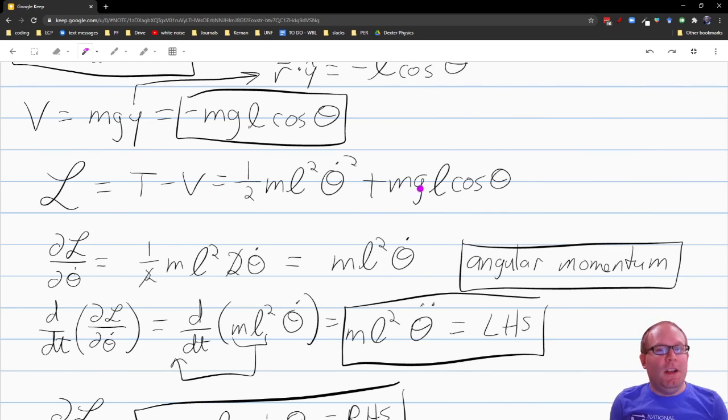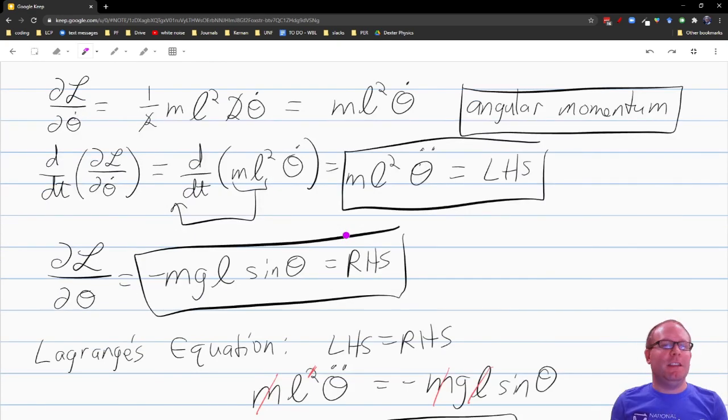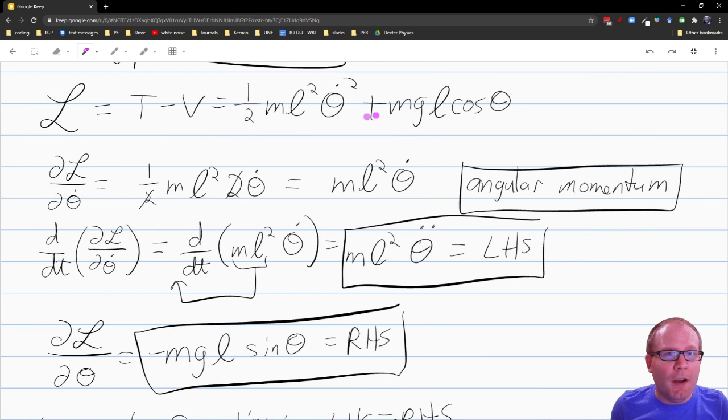Once we have this Lagrangian, we can start constructing Lagrange's equations. I like to do this in 3 stages because there's 3 pieces that you need. The first piece you need is the partial of the Lagrangian with respect to theta dot. So we look at our Lagrangian here, these 2 terms, and we look for every term that has a theta dot. So this first term has a theta dot, and the second term does not.